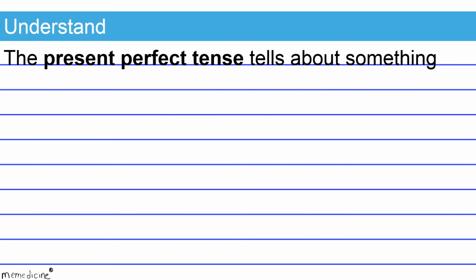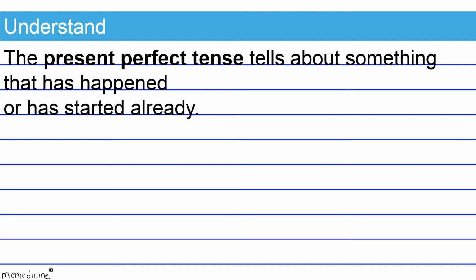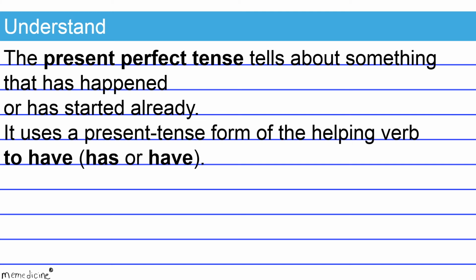The present perfect tense tells about something that has happened or has started already. It uses a present tense form of the helping verb to have, which is either going to be has or have. Note that has corresponds to third person singular subjects, and have will be paired with the first person singular pronoun I, the first person plural pronoun we, the second person pronoun you, and all third person plural pronouns.